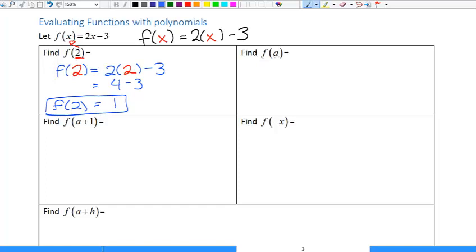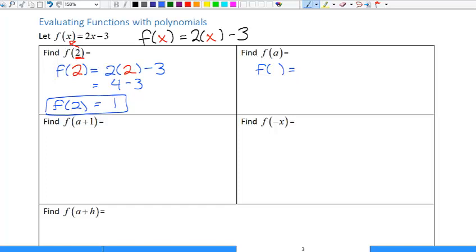So the next problem is f of a. Notice a is not a number. So because it's not a number, I'm not expecting a number answer. When you plug in a number 2 for the first problem, you get out another number, in this case 1. But when you plug in an a, you're probably going to get something out with a's in it, the variable a. So when you plug in a variable, you'll get something out with that same variable.